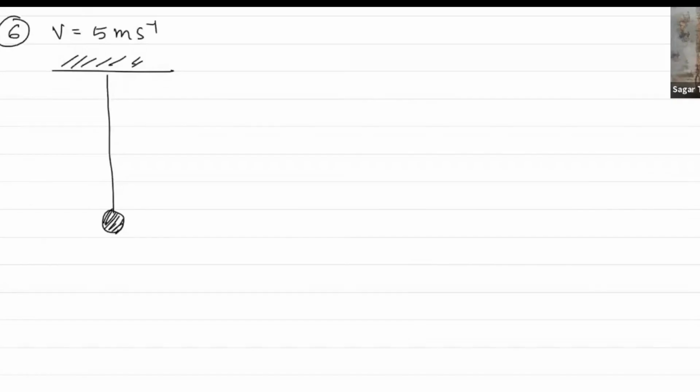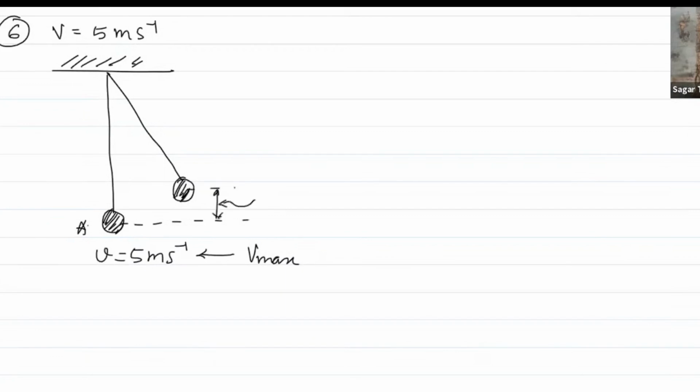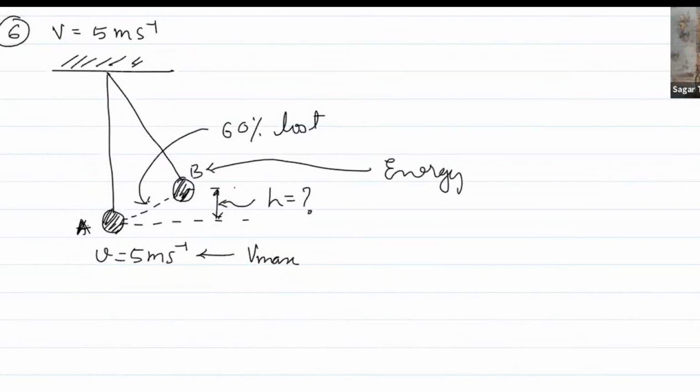Okay, the question says that at this particular point, the pendulum has a velocity of 5 meter per second. That is the reason why I will call it the maximum velocity. And when it reaches the highest point, they are asking how high did the pendulum reach. But there is also a point that in the meantime, 60% of the energy that it possesses at A is lost. So therefore, energy at B is 40% of the energy which was at point A.